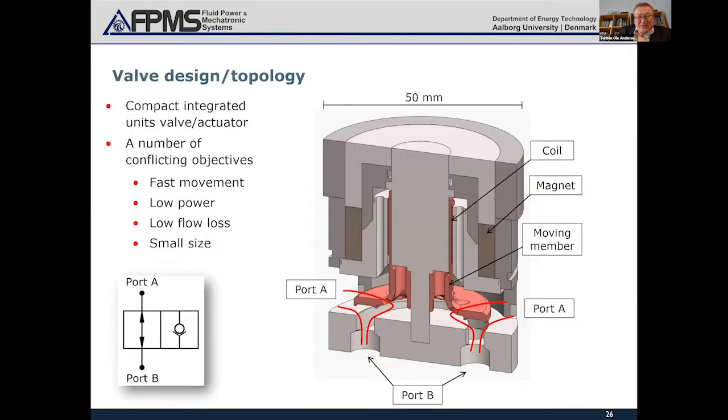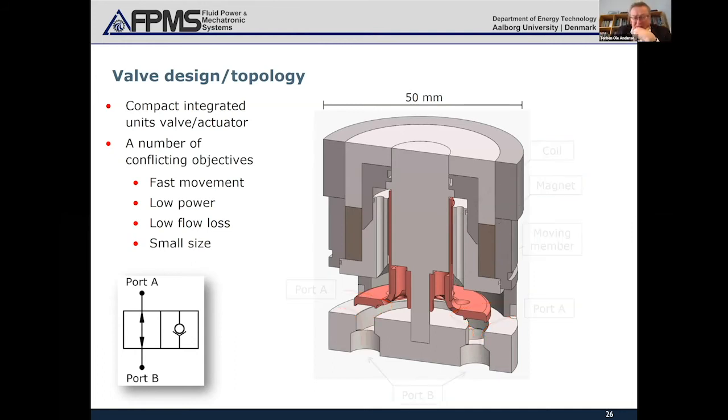Here are some valve design topologies. If you go into some of these machines we have, you can see the size here, about 50 millimeters, and these are very compact, these integrated. You can see the red one down is actually the piston. It has this shape because we have to look into the different flow-induced forces that will be inherent in this design. So we will need a fast movement, low power and low flow losses, and a very small size.